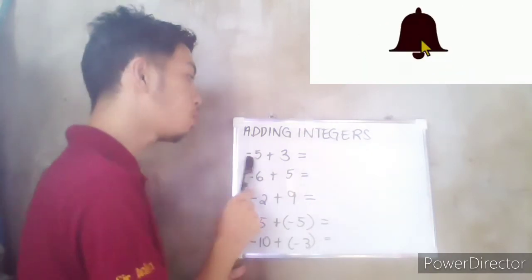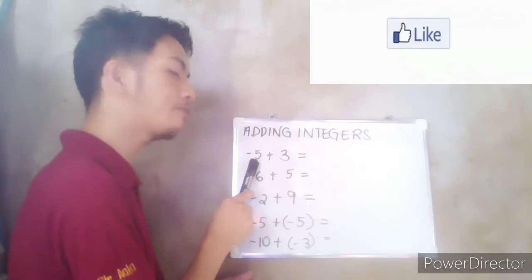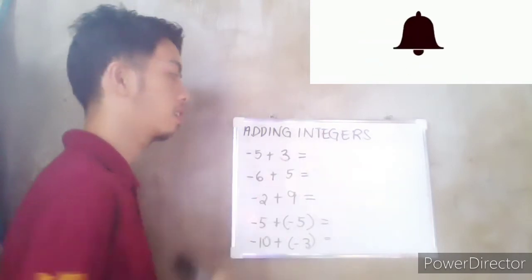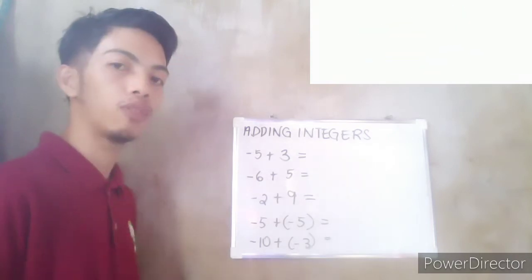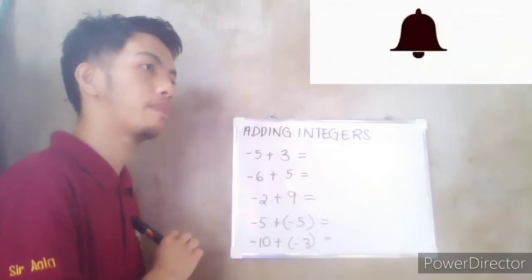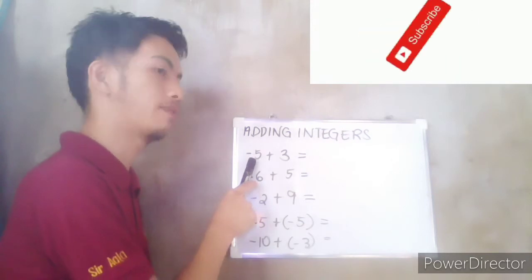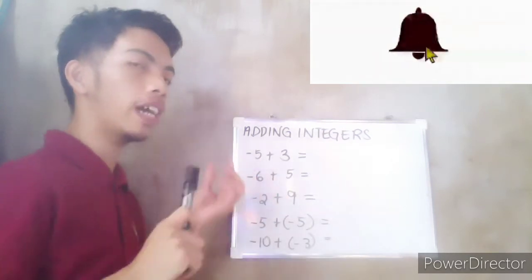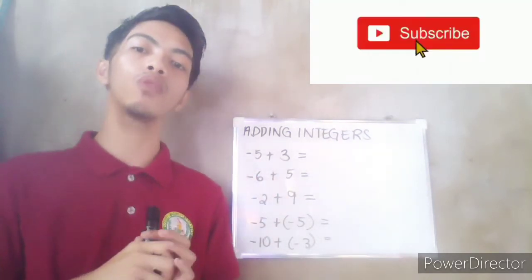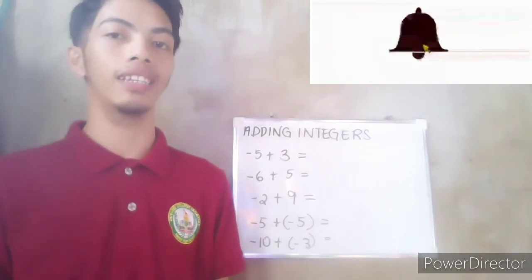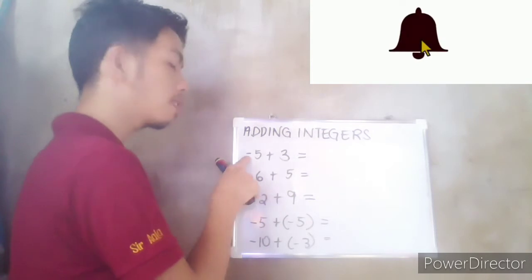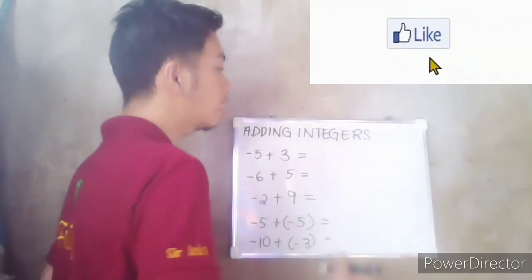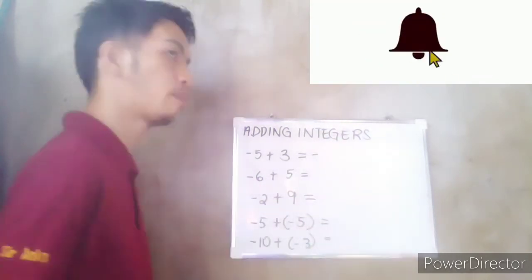So, number 1, so we have negative 5 plus 3. Tatanungin ko kayo, ano ang bigger absolute value sa dalawa? That is negative 5. Okay? Dahil negative 5 ang bigger absolute value, susundin natin yung sign ng negative 5. So, ang sign ng negative 5 is negative. So, absolutely, the answer is a negative number.